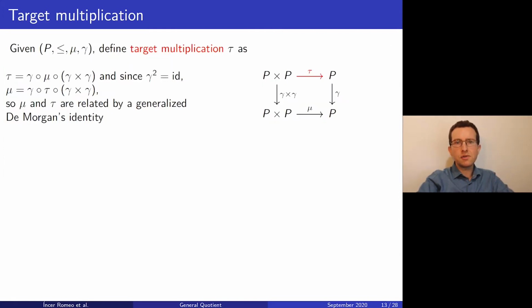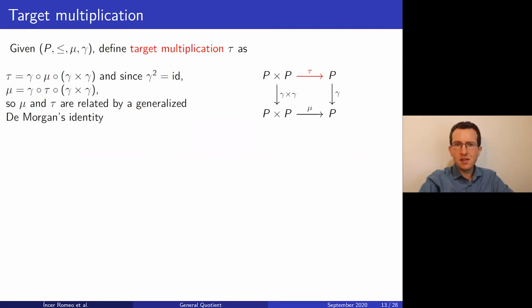Now we consider the notion of target multiplication. This is a binary operation derived from mu and gamma. It looks as follows. Tau is equal to, take mu, applied to two gammas, and we apply gamma to the result of that, as given in the expression there. And due to the fact that gamma square is the identity, we can flip the position of mu and tau in the expression, which means that mu and tau are related by a sort of generalization of De Morgan's identity.